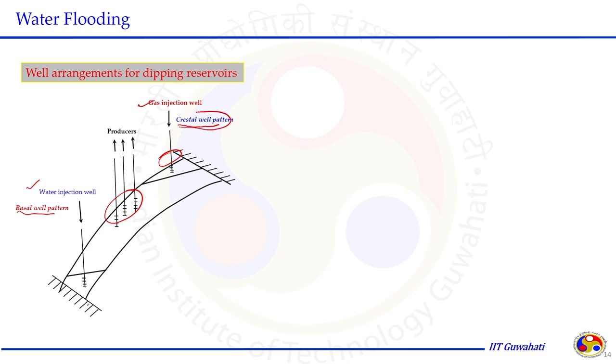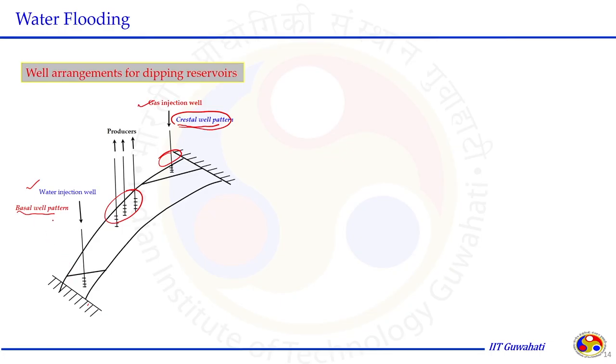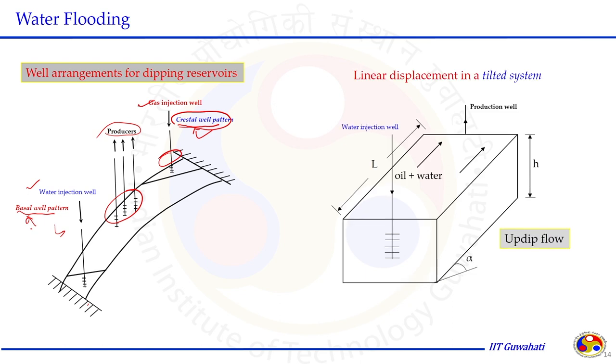This condition is called the crestal well pattern, where the injection wells are at a higher height compared to the production wells, and the basal flow pattern is called when the injection wells are below the producer wells in terms of height. So in general, gas injection is always done in the crestal well pattern, and water injection is preferable when we have the basal well pattern, because gravity segregation will also assist in the flooding.